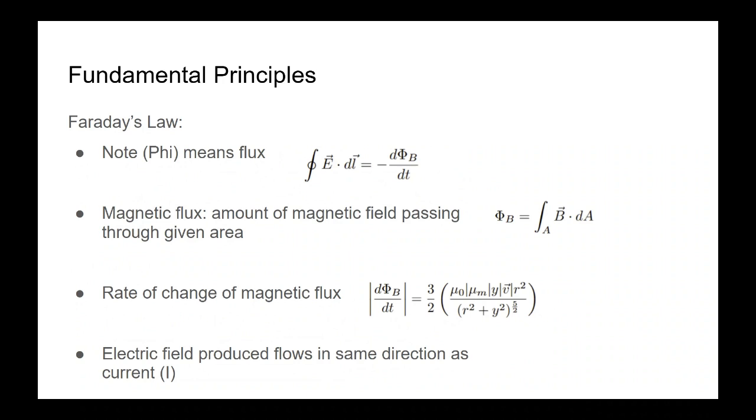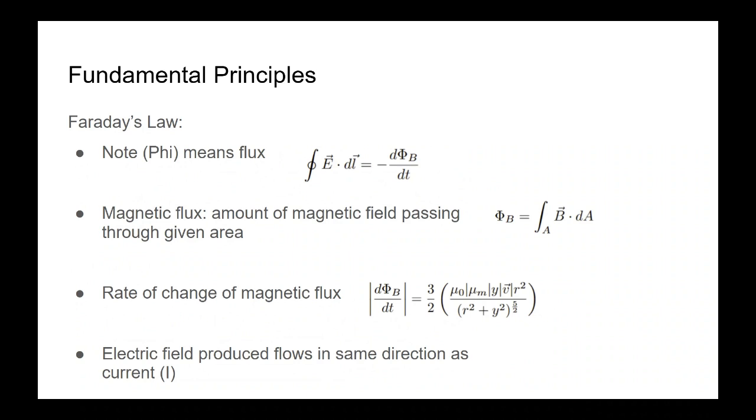Just as some quick fundamental principles, first is Faraday's law, noting that phi just means flux. The closed integral over the loop is given by the negative time derivative of flux, where flux is just the amount of magnetic field that passes through some area. And the rate of change of magnetic flux, or at least the magnitude of it, is given below. It's a relatively complicated equation, but easily put in the computational model.